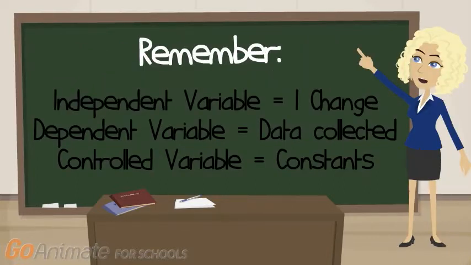One way to help you remember them is to think independent means I changed. What did I, the experimenter, change? Dependent equals data collected. What data did I collect in the experiment? And controlled variables are constants. What did I keep the same for every trial?